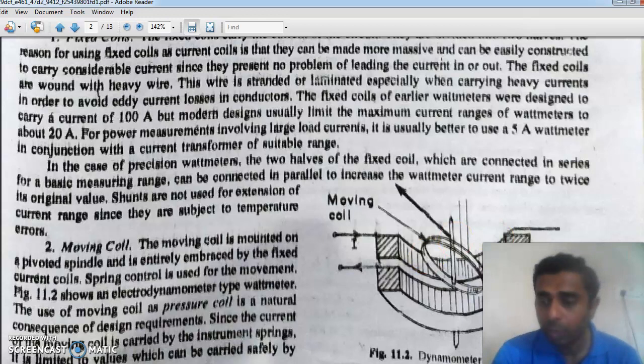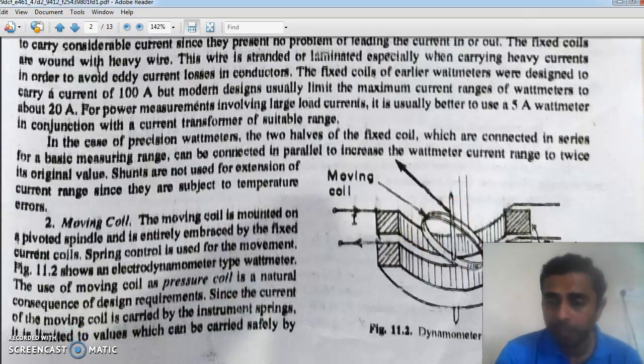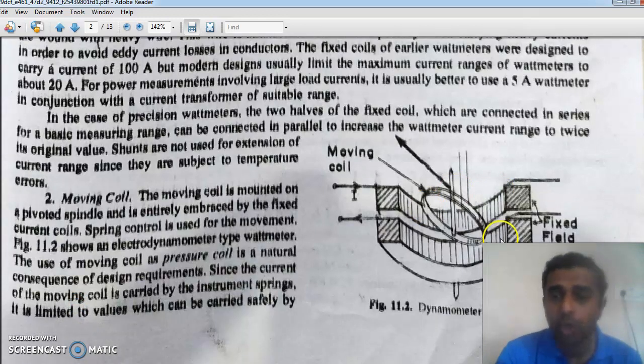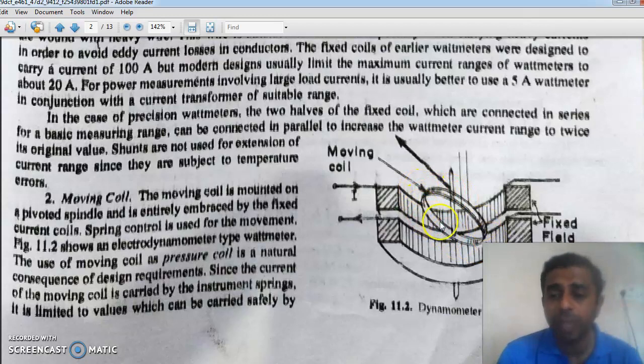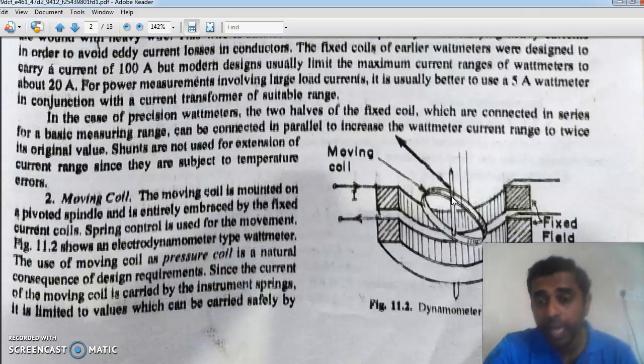Now the next one is the moving coil, which is also called the pressure coil. So the fixed coil is the current coil, and the moving coil is the pressure coil. The pressure coil is riveted strongly on the pivot, and the pivot carries the springs. The springs provide the controlling torque and, like I explained in PMMC meters, the springs are the current carrying leads to the moving coil here.